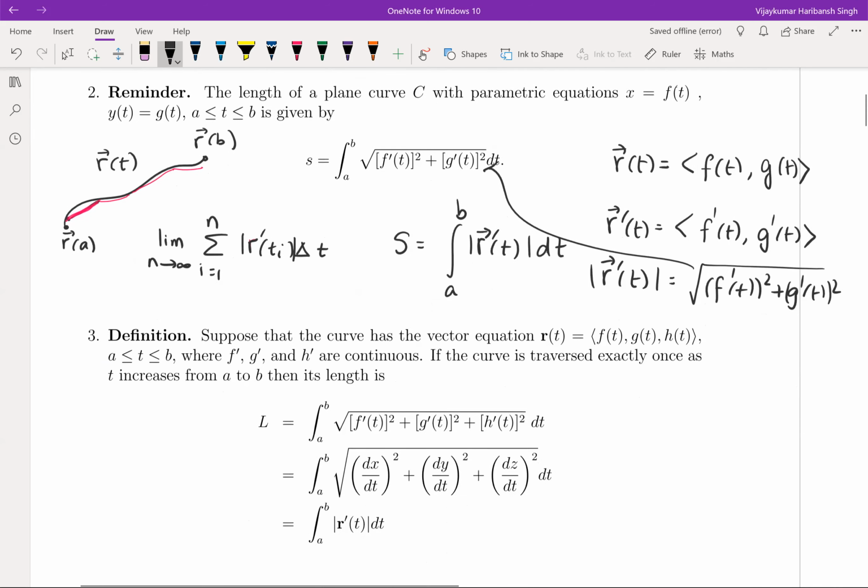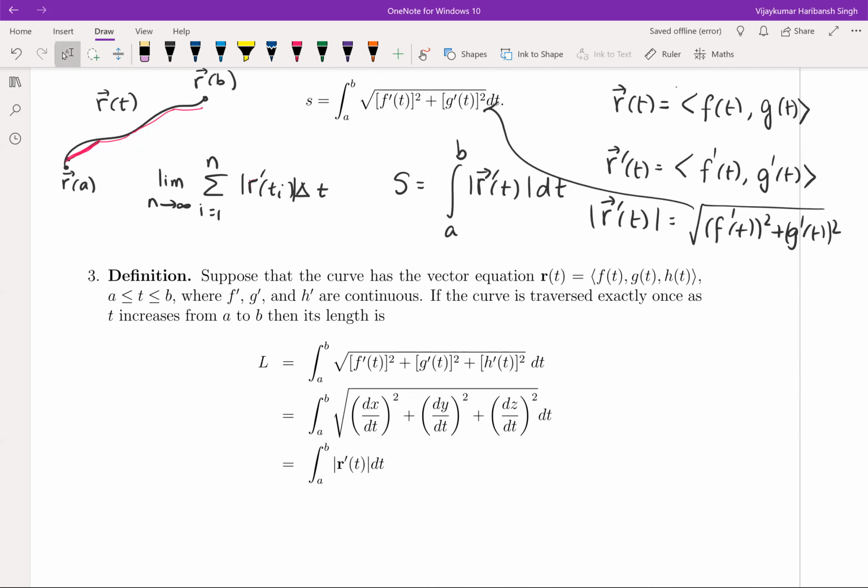So a similar thing can be done for a vector valued function which gives a curve in space. Suppose the curve C is defined by the equation r of t, which has three components, f of t, g of t, h of t, where t ranges from a to b, and we want f prime, g prime, h prime to be continuous. We want nice functions. And if the curve is traversed exactly once as t increases from a to b, then the length of the curve is the integral from a to b of the square root of f prime squared plus g prime squared plus h prime squared dt.